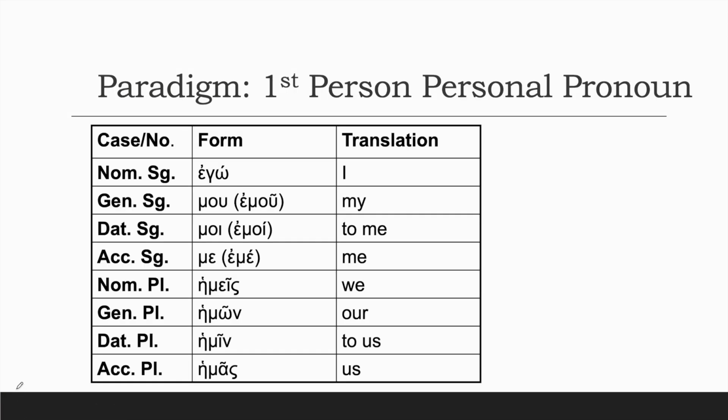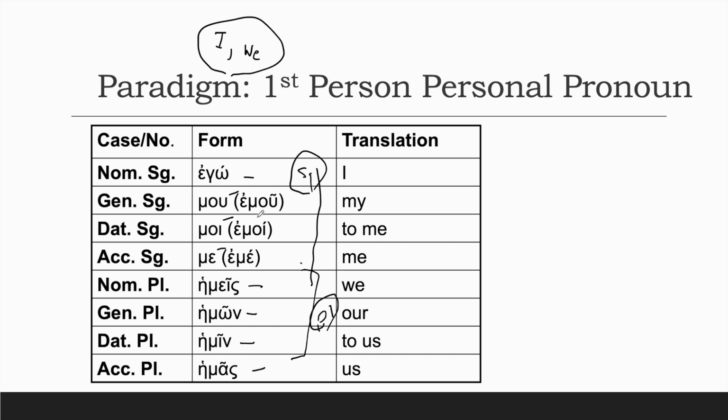Okay, this is the paradigm for the first person personal pronoun. So I, we, etc. That's the first person personal pronoun. So ego, mu, moi, me, hemes, hemon, hemin, and hemas. I got the translation over here. So these are the singular forms, and these are the plural forms, okay? I put them all together here for you.